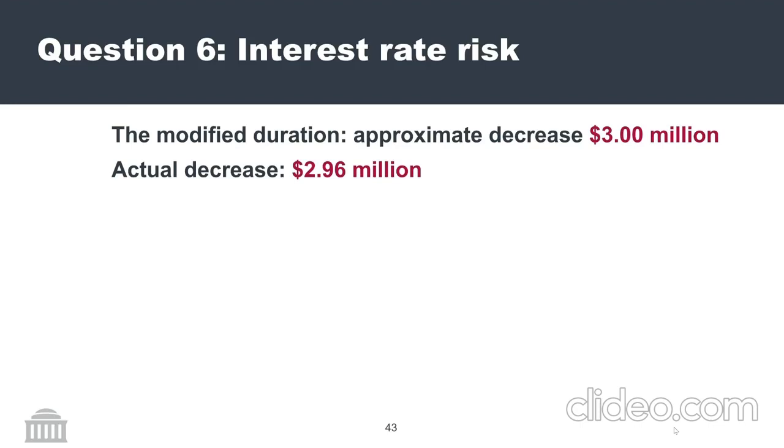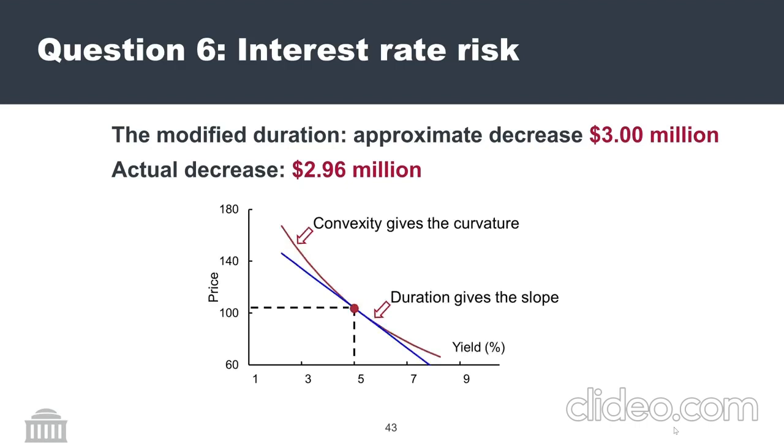But now, let's try to understand why the actual value decreases less than what the duration approximation gives us. Let's look at this chart.